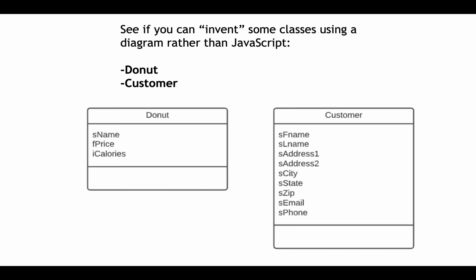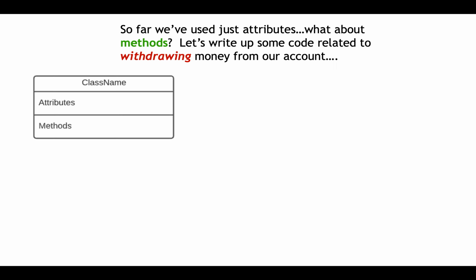Okay, if you go through that exercise, you might get something like this. You have a donut that has a string for the name of the donut, float for its price, and int for calories. For customer, here's a lot of basic things that are all strings. Anyway, this was good practice for thinking about classes. We'll be making these with JavaScript shortly.